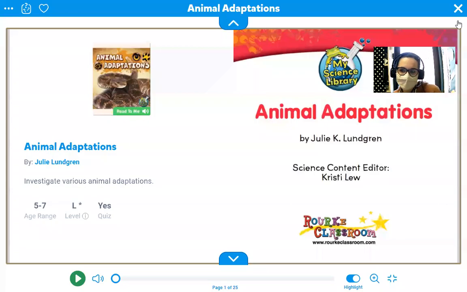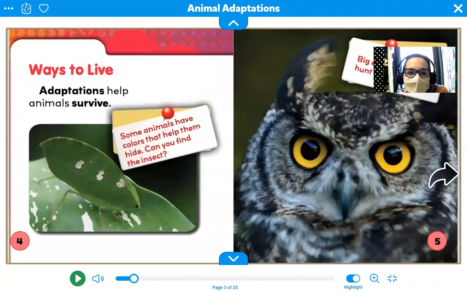Hi guys, today for Reader's Workshop, we're going to be looking at a book called Animal Adaptations. And we can get a little sneak peek of the cover here. I can see that we're going to learn about some adaptations of snakes maybe. I see a big old snake. And it says, investigate various animal adaptations. So that's going to give me a little look into what this book might be about.